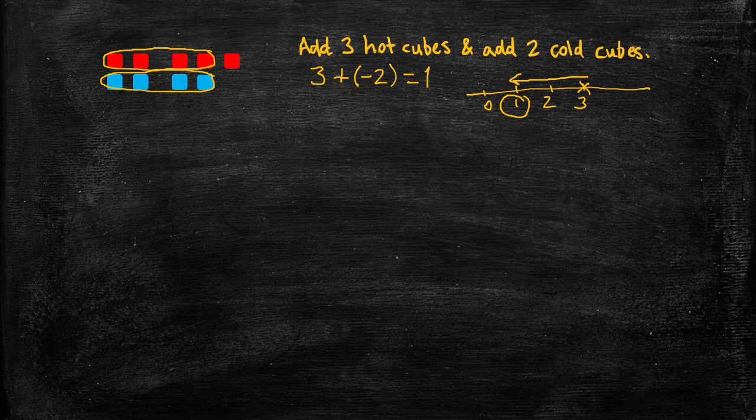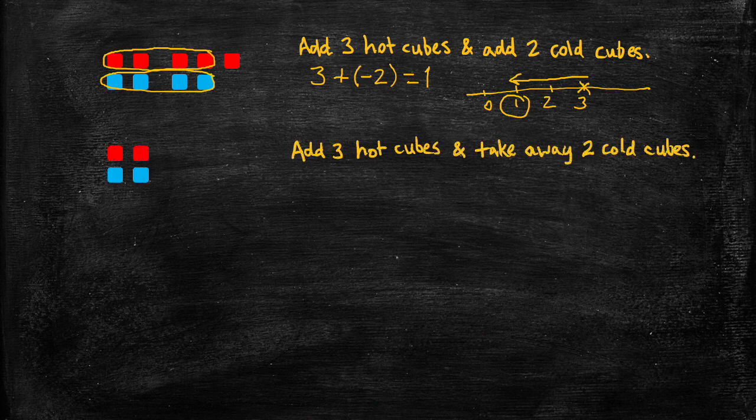Let's do another example. Let's add 3 hot cubes and take away 2 cold cubes. So here's my 3 hot cubes, and to represent taking away 2 cold cubes, I'll put an X through these 2 cold cubes here, and now I don't have any cold cubes to balance my 5 hot cubes. My soup must increase in temperature by 5 degrees.